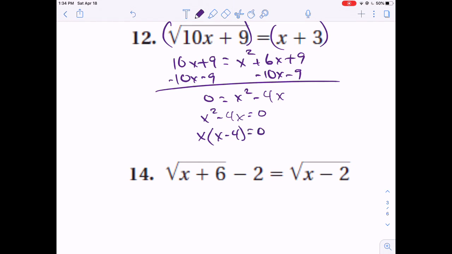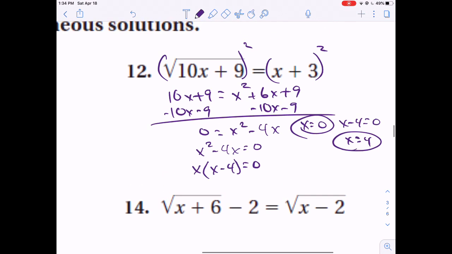I set both of those equal to 0. So I have x equals 0 and x minus 4 equals 0. So x would equal 4. So those are my two answers, 0 and 4. All right, now I have to go check to make sure that they're both legit and not extraneous.